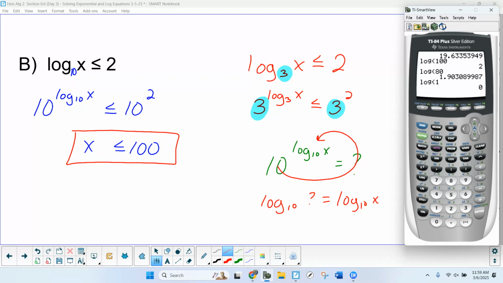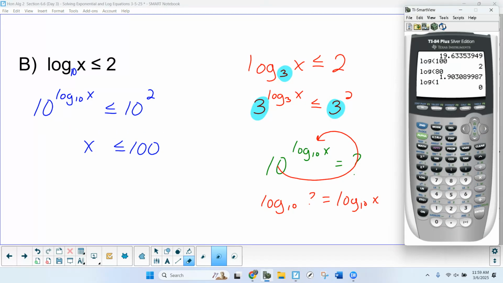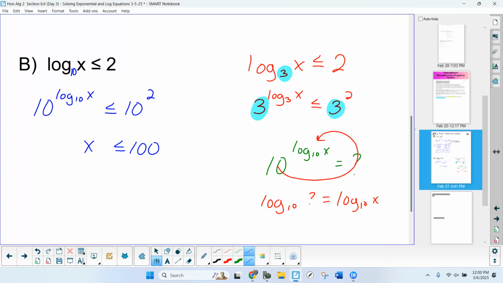Oh, however, can't be what? Can't be 0, because if I keep going, pick another number. What's the log of 0? Error. Okay, what's the log of negative 2? Is that a problem? So what do we have to say? It also has to be greater than 0. So x has to be bigger than 0 and less than or equal to 100.